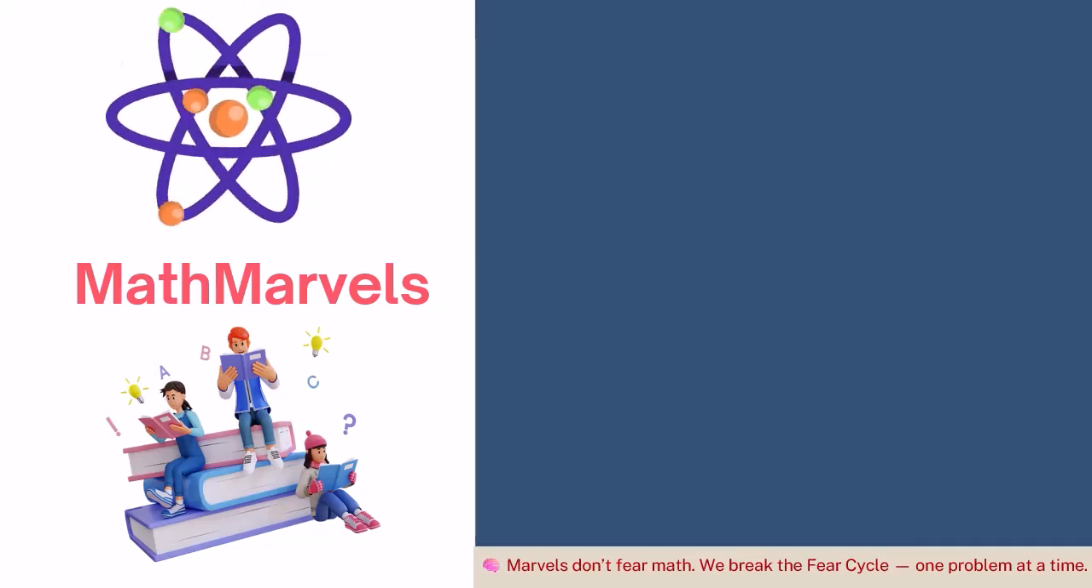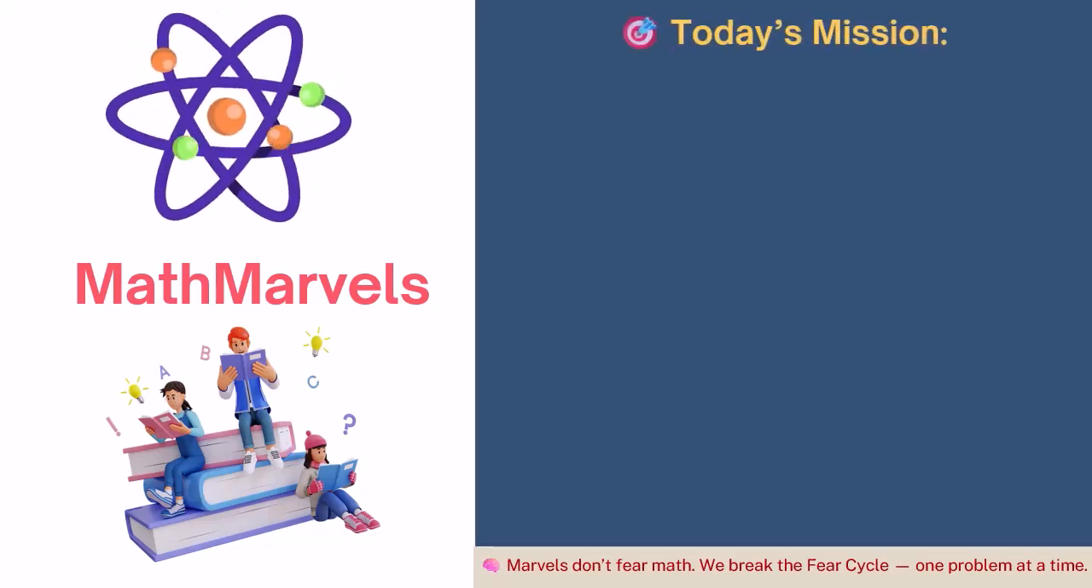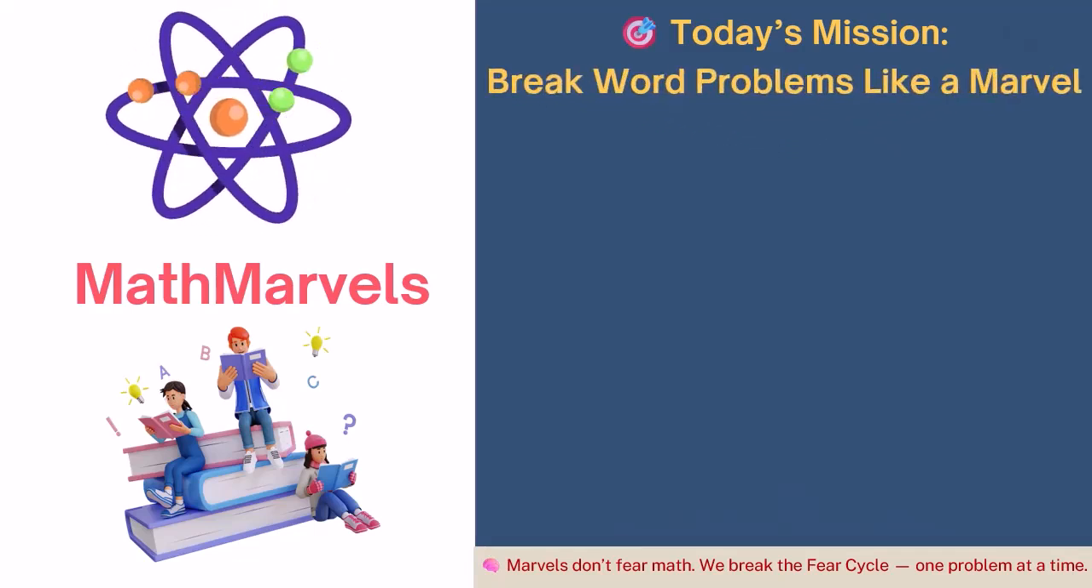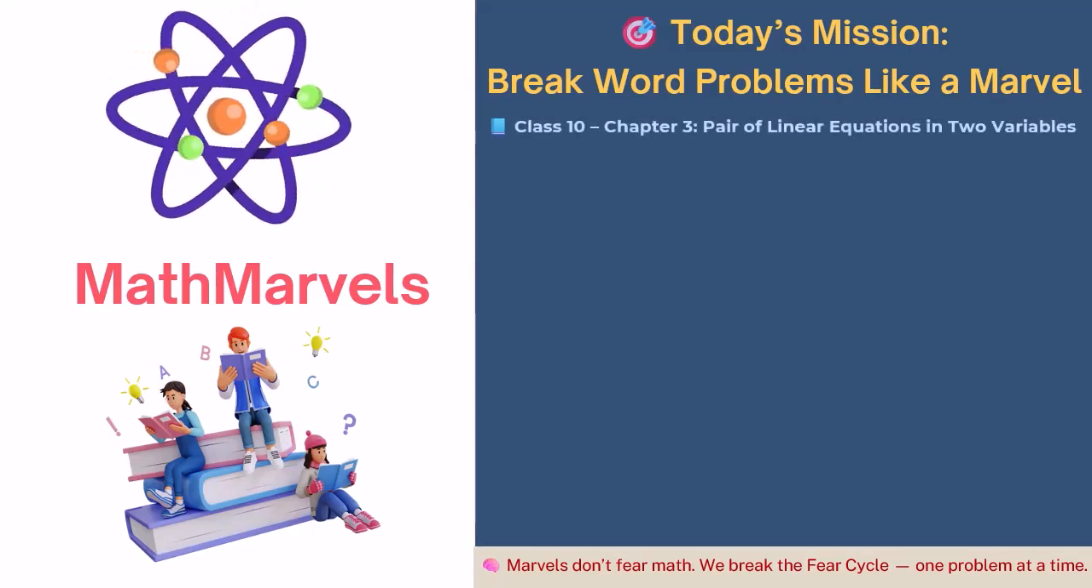Alright, Marvels. Today's mission is simple. We are going to learn the S.C.A.N strategy, your new superpower to crack word problems easily and confidently. This session is from Class 10, Chapter 3, Pair of Linear Equations in Two Variables. You know, the one with those number, age, and fraction puzzles.